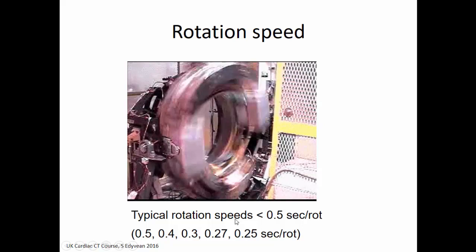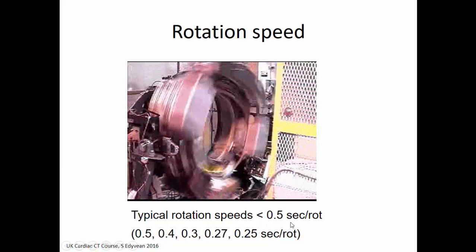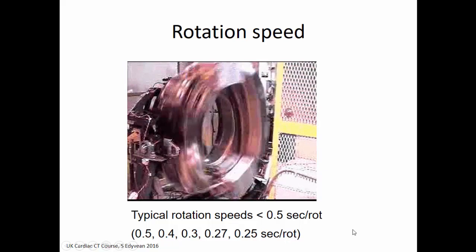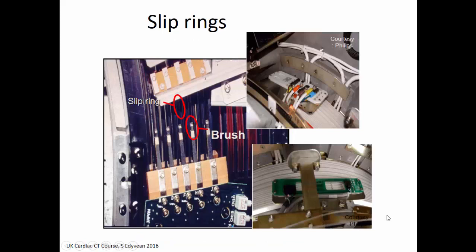But for cardiac scanning, you're looking at faster than half a second per rotation. And these are the fastest minimum rotation times that you'll get on all the scanners today. Fastest is half a second per rotation. And that's one of the things you need for cardiac imaging, which I'm sure you can well appreciate.